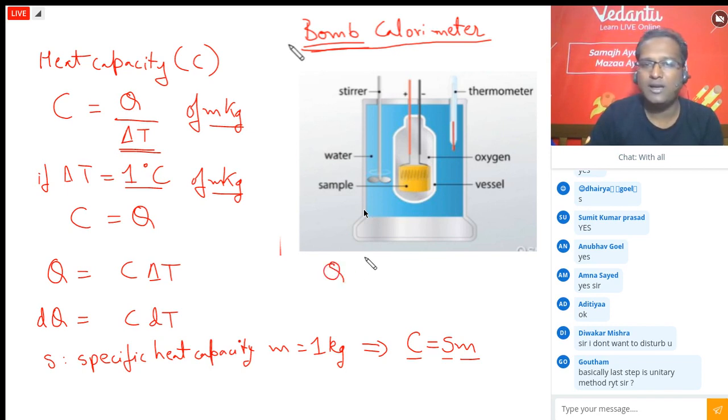Yes, last step is unitary method. Q was, or rather, because this is a constant volume system, I can write it like this, that this much heat would have been liberated by the reaction.